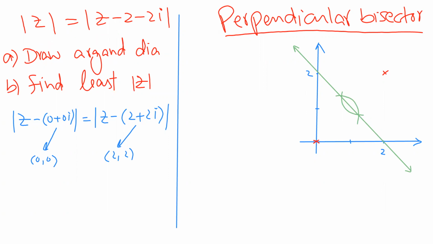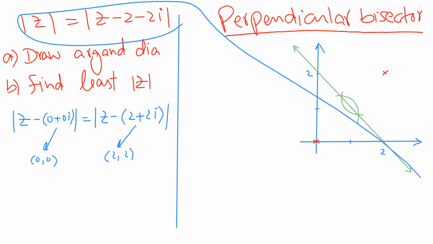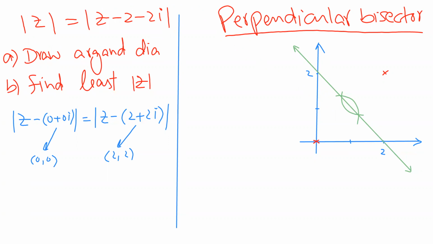Alhamdulillahi Rabbil Alameen. Second part, he's asking us to find the least modulus. First of all, what is this Z, sir? It is very clear, it is a locus, which means that millions, trillions of undefined points lie on this green line representing this locus. Which point on this locus is the least modulus? And you know the modulus definition: it is the shortest distance from the origin.